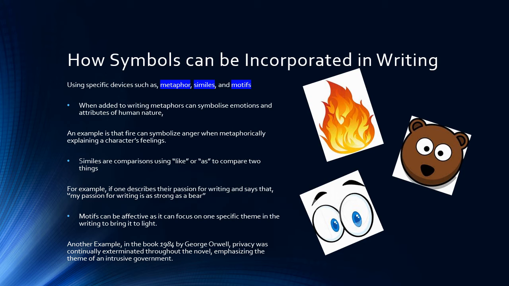Repeating an element that represents something throughout a piece of writing is called a motif. Motifs can be effective as they can focus on one specific theme in the writing to bring it to light. For example, in the book 1984 by George Orwell, privacy was continually exterminated throughout the novel, emphasizing the theme of an intrusive government. This allows the reader to ingrain the theme in their head as the reader continually acknowledges the theme of the writing, making the piece more memorable and of better quality.